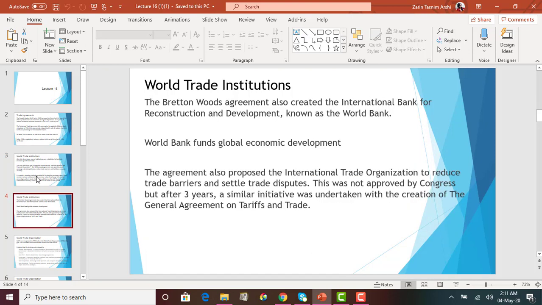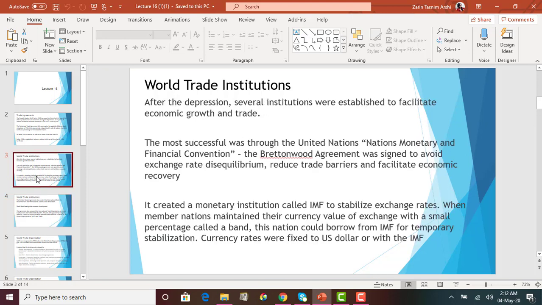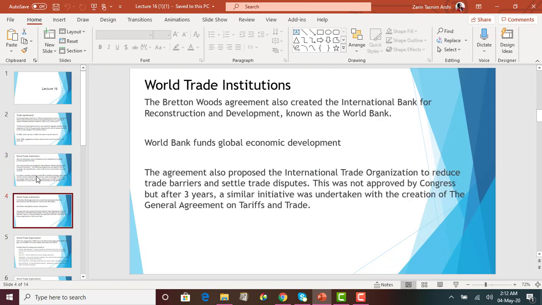Okay, so the Bretton Woods Agreement created the IMF, and it also created the International Bank for Reconstruction and Development, also known as the World Bank. So we know it as the World Bank. So this is a very important agreement, right? This Bretton Woods Agreement facilitated economic recovery, reduced trade barriers, and smoothed the exchange rate system. It created the IMF and the World Bank, and the World Bank funds global economic development.